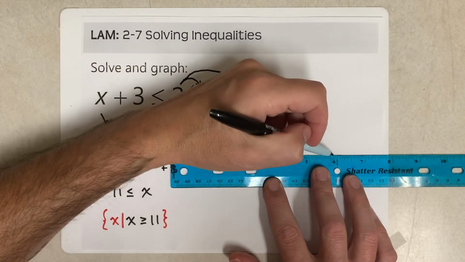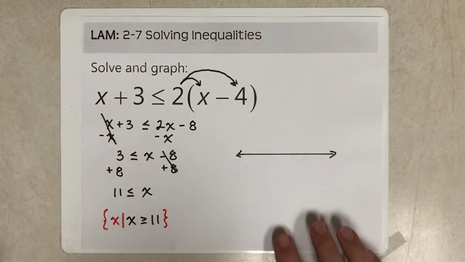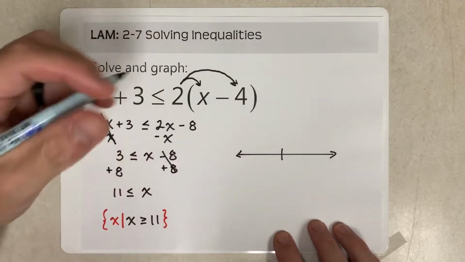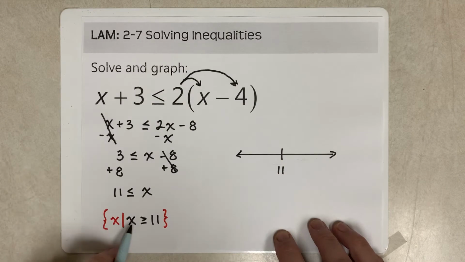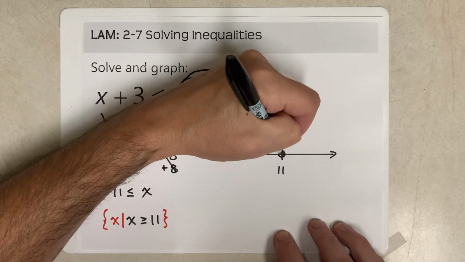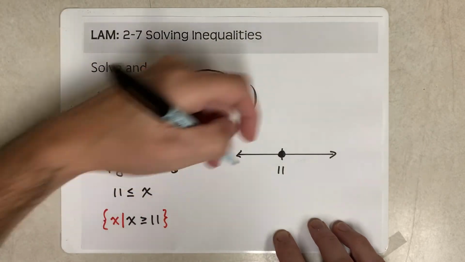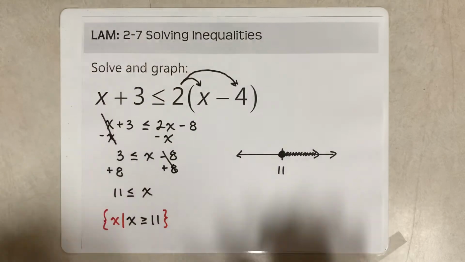All right, so now let's go ahead and graph that. So we've got an 11 right in the middle. We are all numbers bigger than or equal to, so we're going to have a closed circle, and it's going to be shaded to the right. And then there's our arrow.